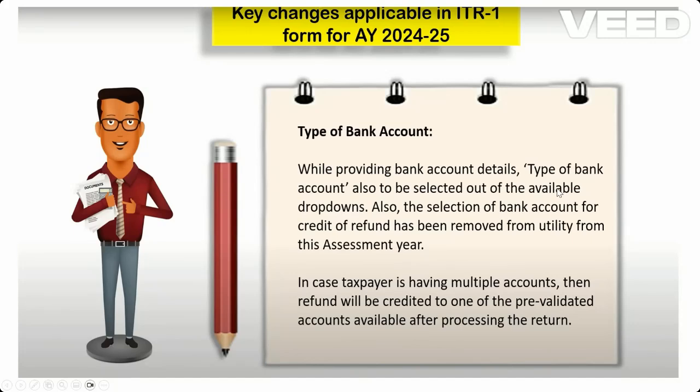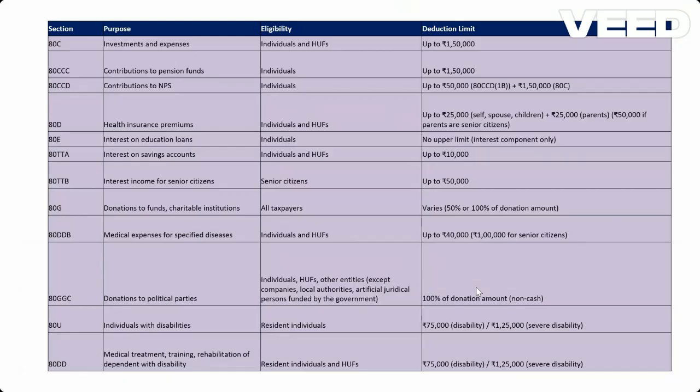The type of bank account has also changed. While providing bank account details, the type of bank account has to be selected from the available drop down. Also, the selection of the bank account for credit of refund has been removed from the utility form this assessment year. If the taxpayer has multiple accounts, the refund will be credited to one of the pre-validated accounts, so the return cannot be filed for two bank accounts. Only one validated account will be considered and selected, and they will send the return.